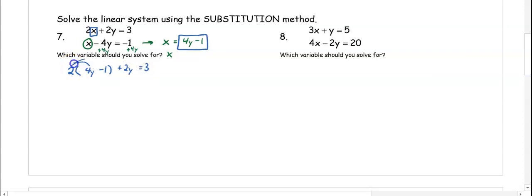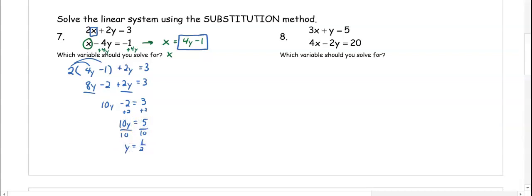So to solve for y, we would distribute: 8y minus 2 plus 2y equals 3. We combine our y's. 10y minus 2 equals 3. We can add 2 to both sides. 10y equals 5. We divide by 10. We get y equals 1/2.